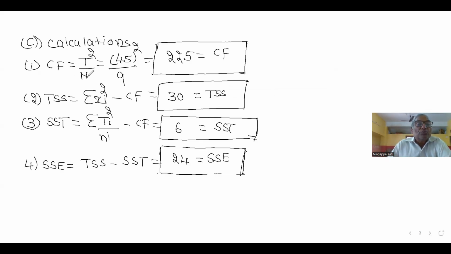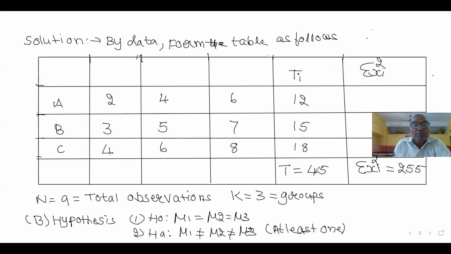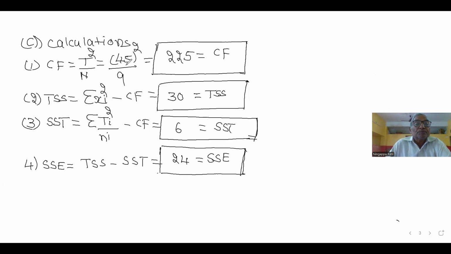Next, look here, calculation. CF equal to T square upon N. You can get it from the table. T square, look here, 45 square divided by 9. You have to calculate and write it here. 45 square divided by 9 in the calculator gives 225, and make it a box, for this marks will be there. And TSS equal to summation of xi square minus CF. No necessary to calculate, I will get this 30 value directly from the calculator.